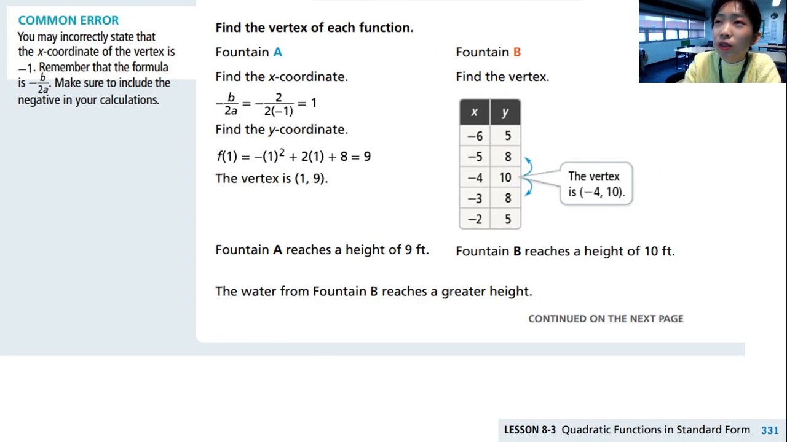So look at your textbook and see their explanation as well. It's the same thing. If you compare these values, the vertex is right here. So the water from fountain B reaches a higher height.